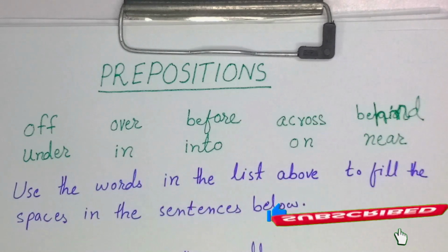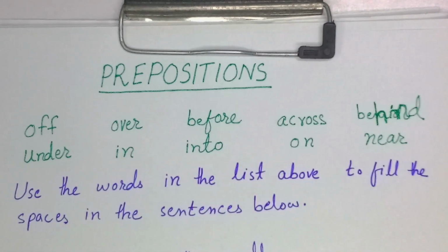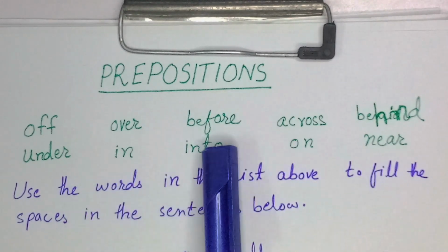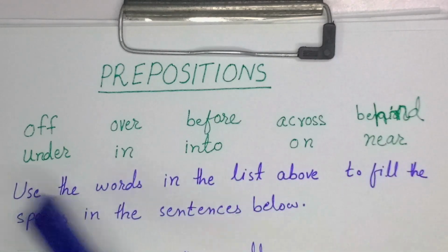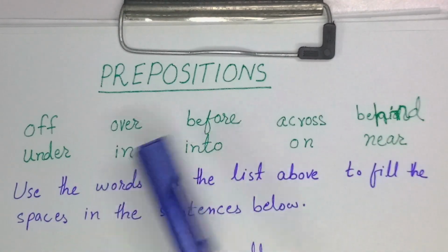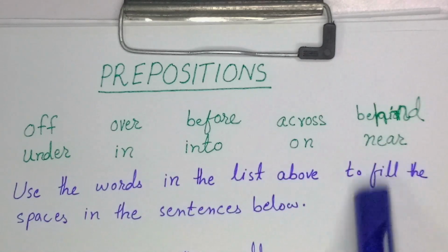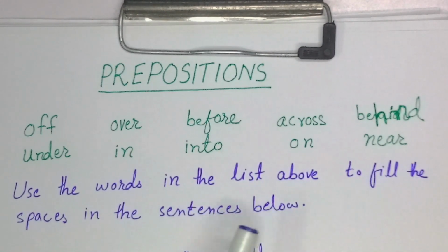In today's video, we are going to learn about prepositions. So, what are prepositions? Prepositions are basically those words that are used before a noun, pronoun, or any phrase to link that phrase with any other sentence, like of, under, over, in, before, into, across, on, behind, near. And there are many more examples that you are going to learn.